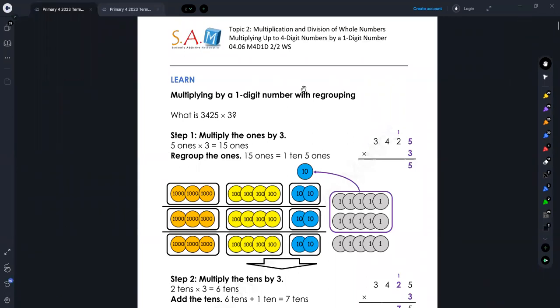For this week, there are two booklets, all on multiplication. The first one is pretty straightforward. It's multiplying by a one-digit number with regrouping. They have done it in Primary 3, right? So there shouldn't be an issue doing it.